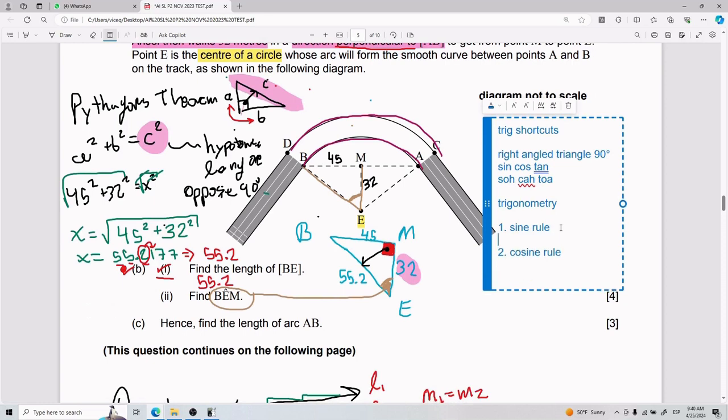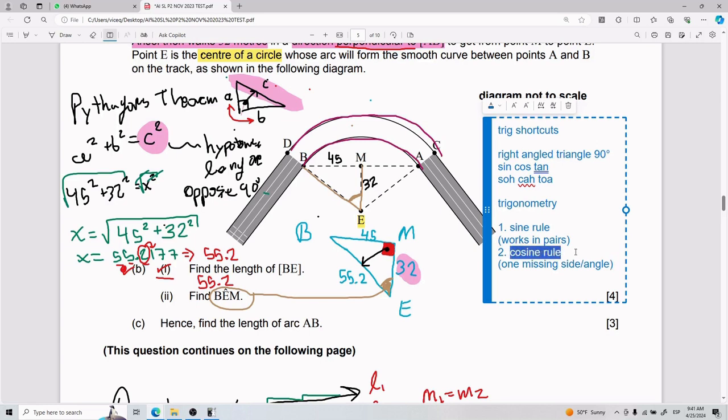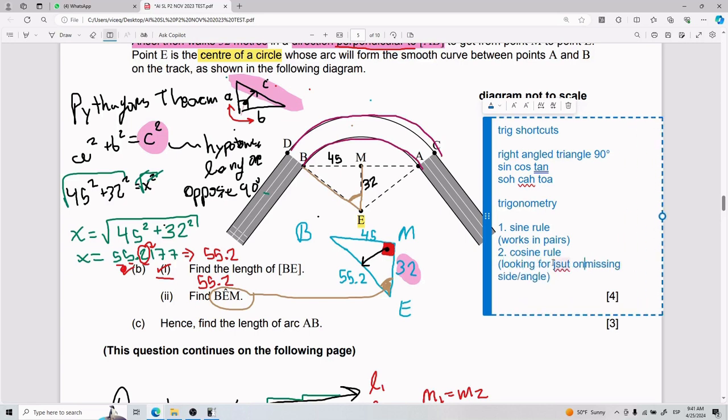What's the intuition of this? Sine rule works in pairs, while cosine rule is basically like one missing side or angle. So whenever you have only one missing side or only one missing angle, cosine rule is pretty good. Okay? Now, I know that one missing angle sounds kind of weird because, oh, you have 2 out of 3, you can get the last one easily. Really, the cosine rule, you know what? I'm just going to show you. Okay, I'm just going to show you.